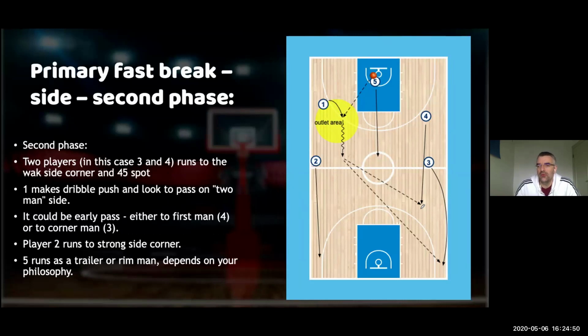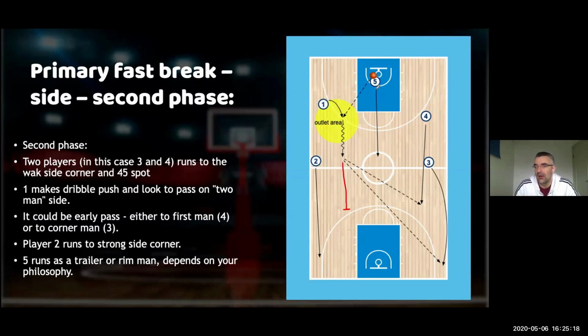We have two situations. It could be quick pass as soon as possible, depends on how fast are those players. So the point guard can pass the ball either to 4 or directly to the corner. Depends about the defense. Teach them both situations. And of course, after this pass, continue and fill up that spot.